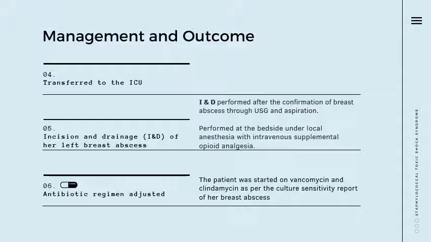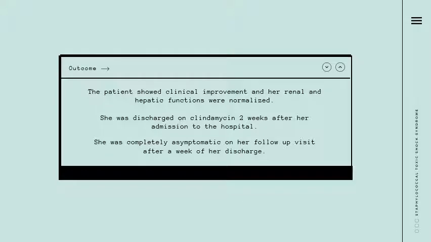Then, her antibiotic regimen was adjusted after the culture results came in. The patient was started on vancomycin, since the isolated bacteria was MRSA, and clindamycin. So the patient showed clinical improvement and her renal and hepatic functions were normalized. She was discharged on clindamycin 2 weeks after her admission to the hospital. She was completely asymptomatic on her follow-up visit a week after her discharge.